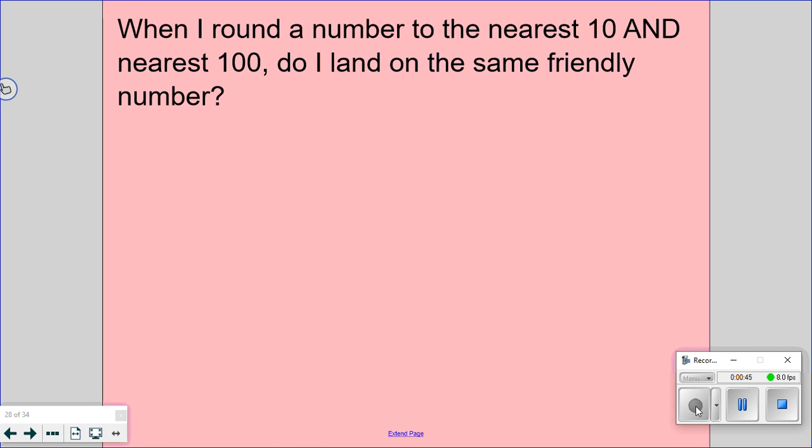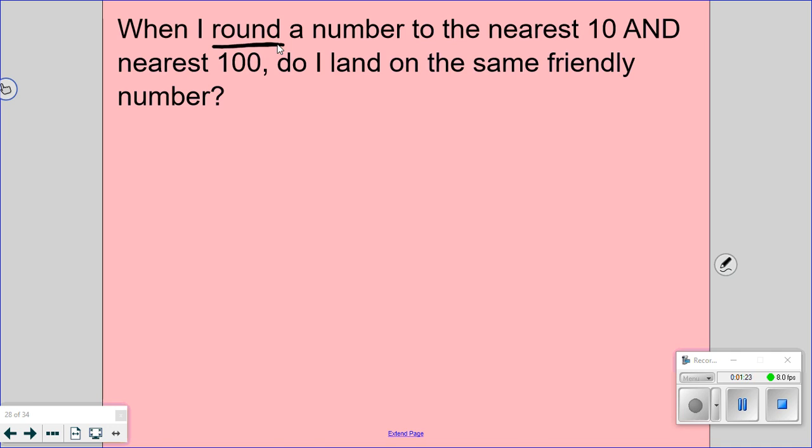So we know that when we round, that just means I'm taking a number and I am trying to make it a friendly number. We have that in two strategies. That's new book, right? We have one to the nearest 10, which we know how to do, and one to the nearest 100, which we know how to do. We haven't done them both, though.